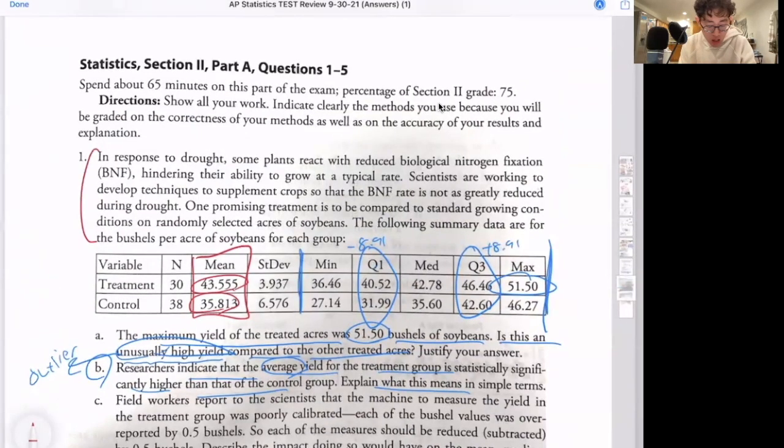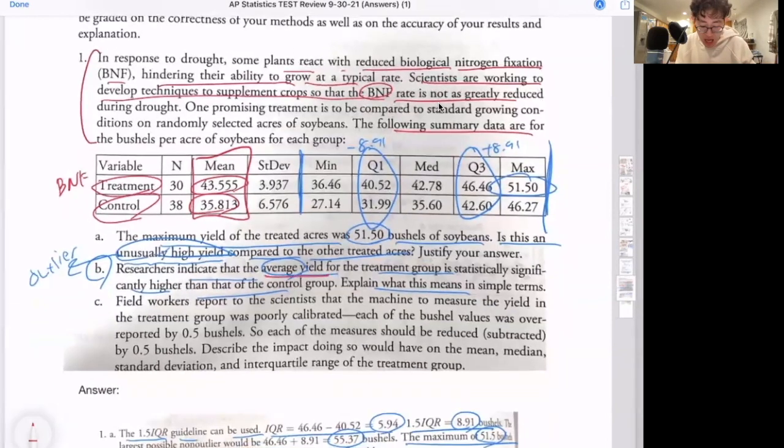So we say that some plants react with reduced biological nitrogen fixation, hindering their ability to grow at a typical rate, so researchers are working to develop techniques to supplement crops so that the BNF rate is not as greatly reduced during the drought. One promising treatment is to be compared to standard growing conditions on randomly selected acres of soybean. So we did treatment and we did control. Treatment means you apply this, I think, while the other one you don't, and you're comparing them.